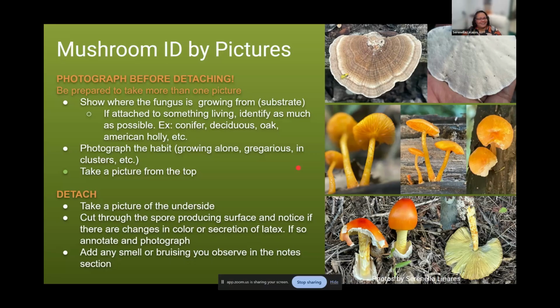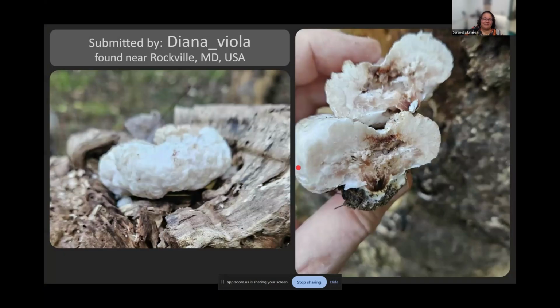Now, moving on, we have our first species featured, and that was captured by Diana Viola through iNaturalist close to Rockville. Now, this is a very interesting species because it's a bit of mushroom inception. It is a mushroom eating another mushroom, Entoloma abortivum.